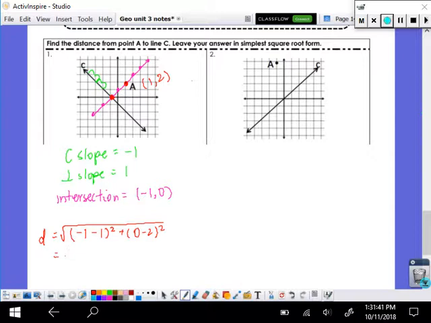That gives me -1 minus 1 is -2. -2 squared is 4. Plus 0 minus 2 is -2. -2 squared is 4. To the square root of 8. Let's go ahead and reduce that. We would get 4 times 2, so 2 square root 2 would be the distance between the points.